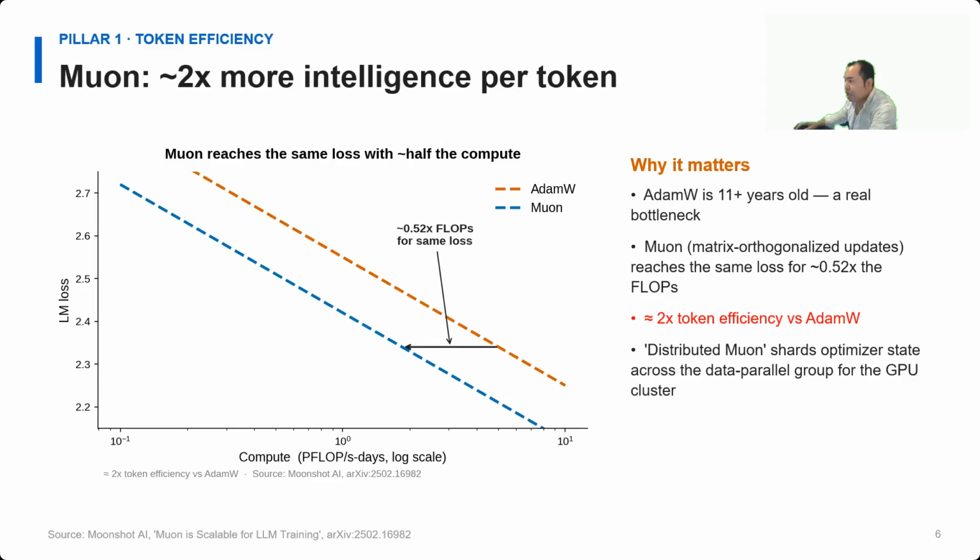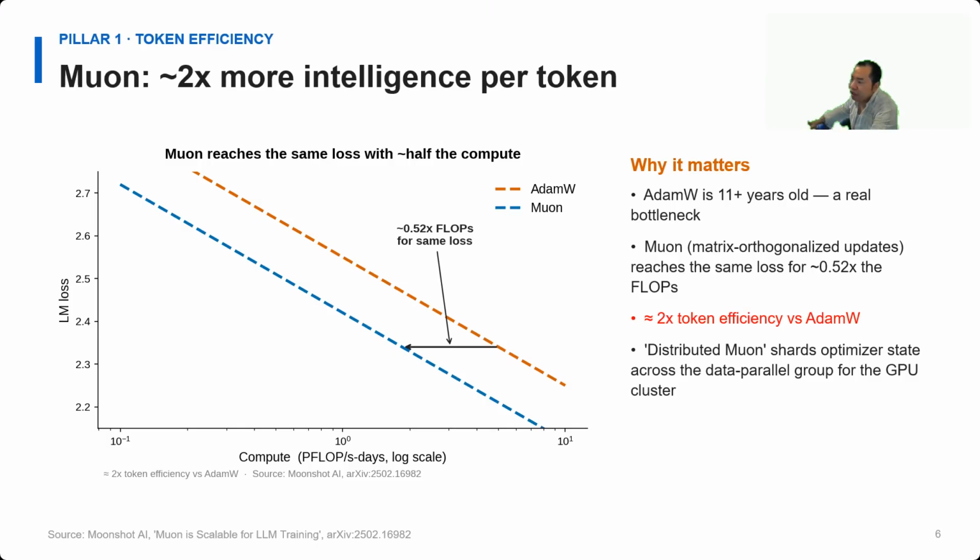Right now, the Moonshot answer is Muon, which uses matrix orthogonalized updates instead of Adam's per-coordinate scaling. So the chart is the headline result, on a log plot of loss versus compute, and the Muon line sits below AdamW everywhere. For this kind of optimizer, to hit the same loss takes only about half of the FLOPs, roughly twice the token efficiency.